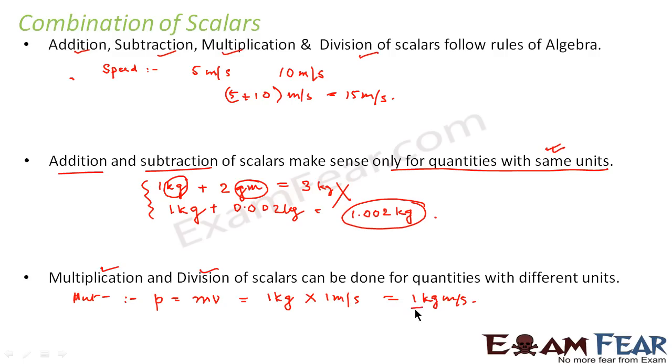That means you are able to multiply quantities with different units, right? One is mass, which is in kg, and the other one is speed in meter per second. So you can say it is 1 kg meter per second.